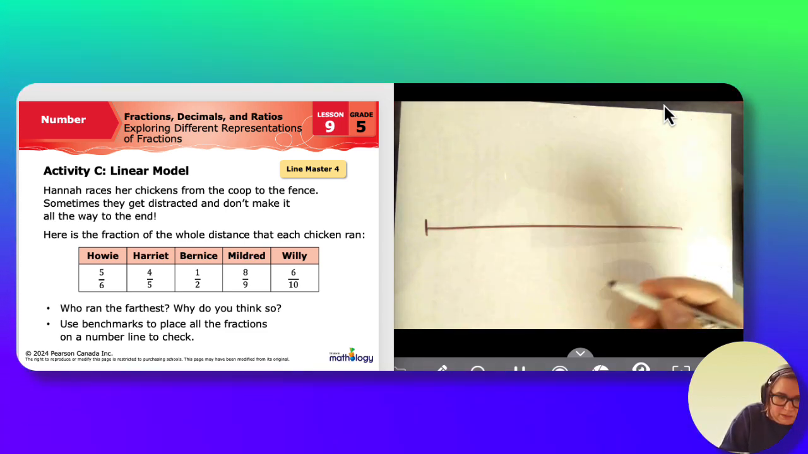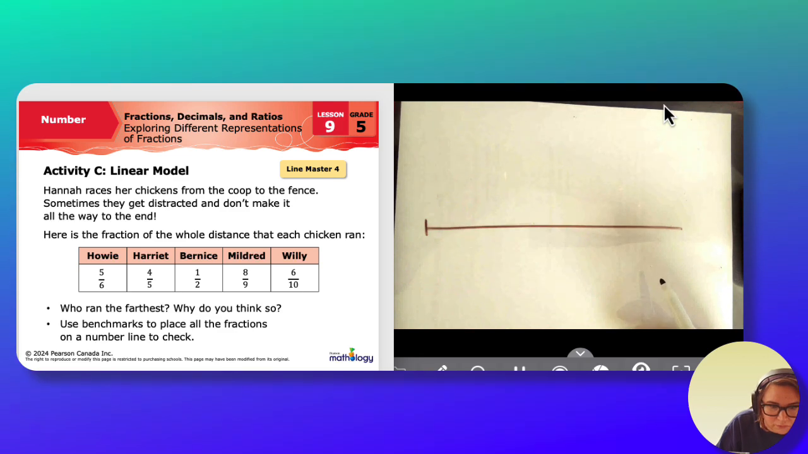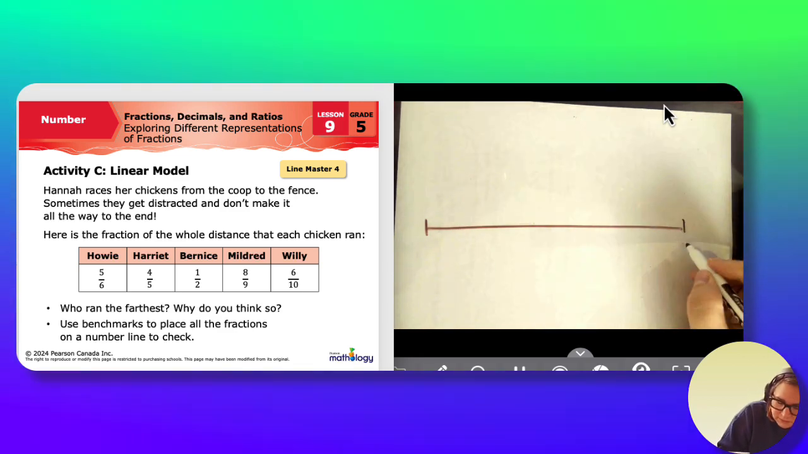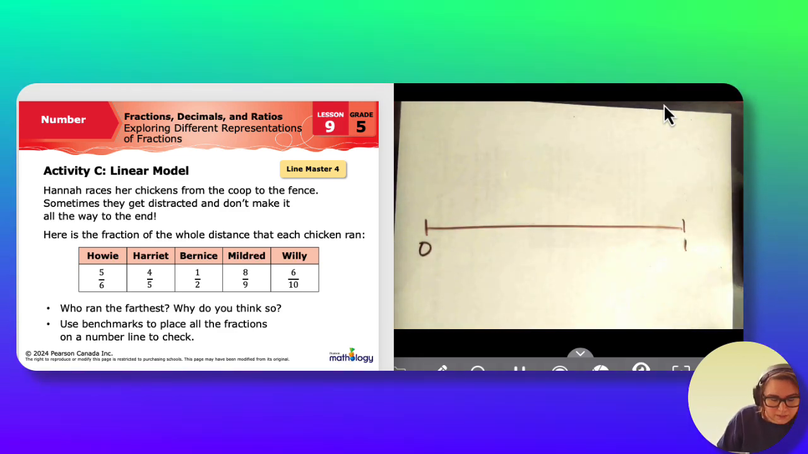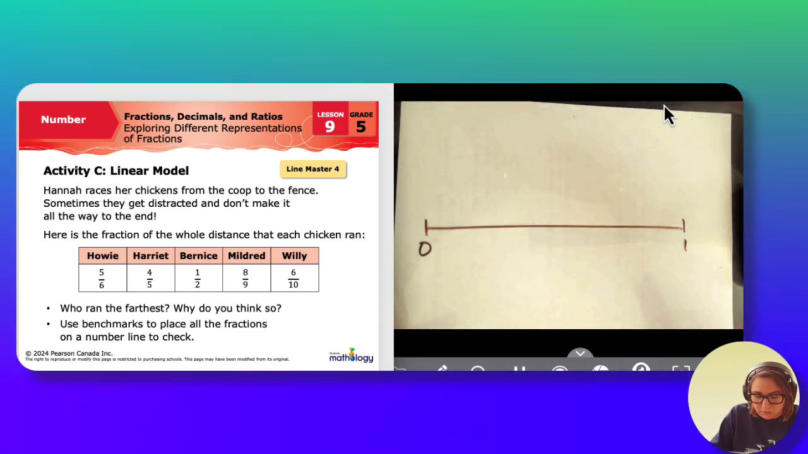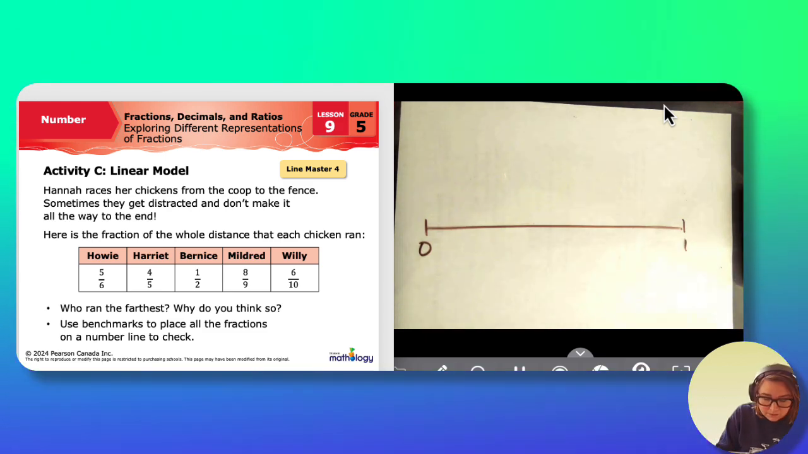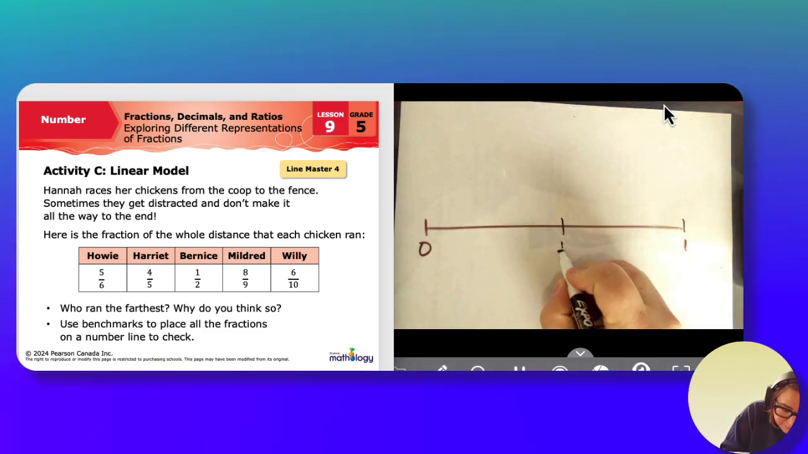When we do an open number line, first of all, do we have anything greater than 1? Not here. So 0 and 1 is what our number line is going to represent. It's also beneficial to build in benchmarks. So we know 0, we know 1. Where's half? Would half be a good benchmark? Maybe. So let's draw half.